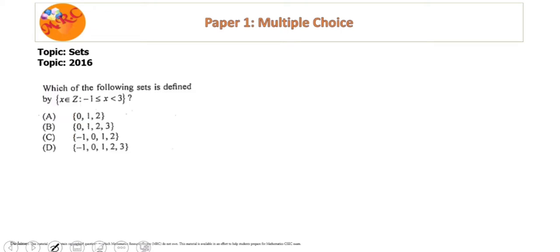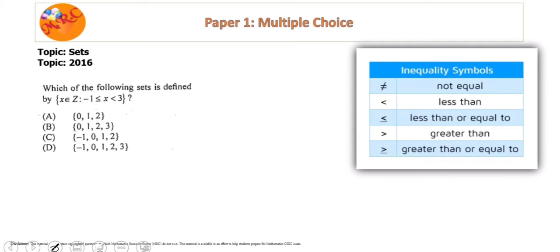Moving on. Which of the following sets is defined by x is an element of the integers, where -1 is less than or equal to x less than 3? From this question, the first thing we want to establish is where we are starting from. They say -1 is less than or equal to x. That means -1 will be included in our set.